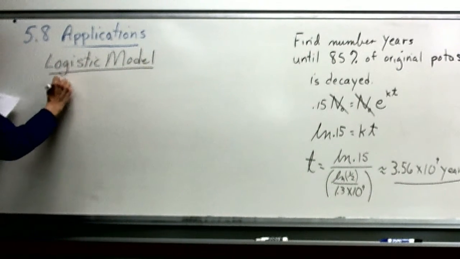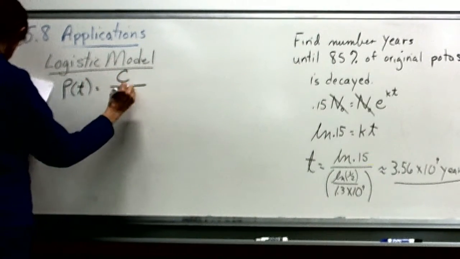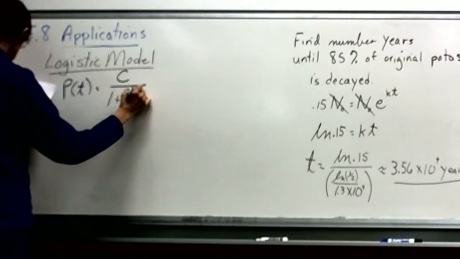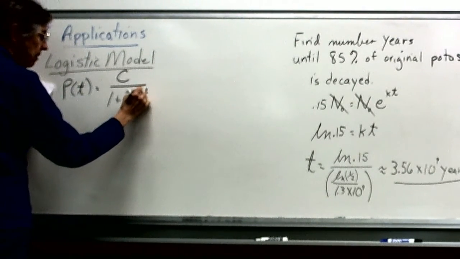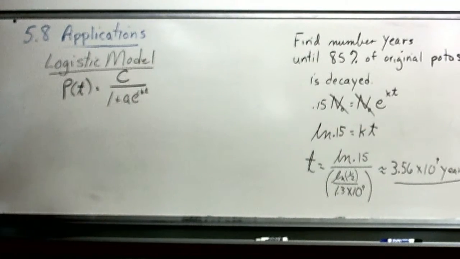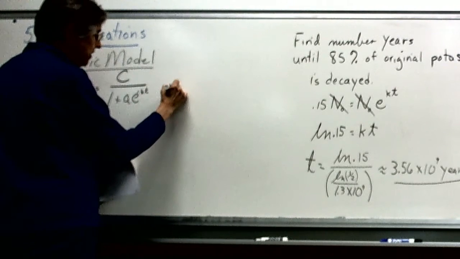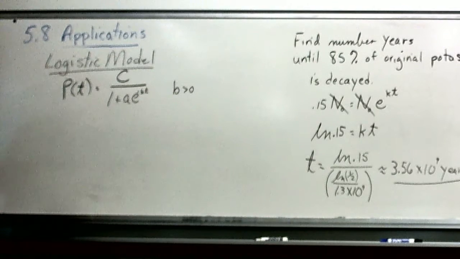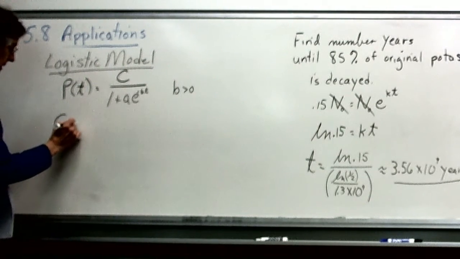Looks like this. P of t is equal to c, another constant, over 1 plus a e to the minus b t. Okay. And in this case, you'll see it's a negative in front of the exponent, but he also says that b is a positive number. So if b is a positive number, actually you're going to end up with a negative in the exponent up here. And t is time. C is called the carrying capacity.